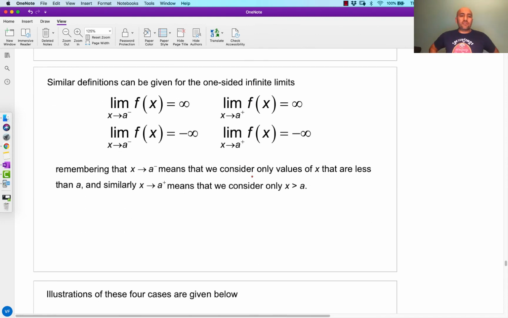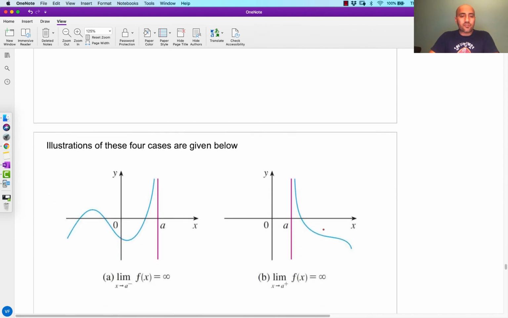So similar definitions can be given for one-sided limits, one-sided infinite limits. So the limit as x approaches a from the left-hand side of f of x equals positive infinity, or the limit as x approaches a from the left-hand side of f of x equals negative infinity, and likewise for the right-hand side approaches. Right? So I think that's pretty intuitive, and we have some nice pictures to go with it.